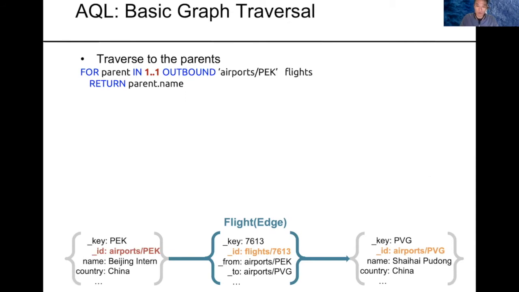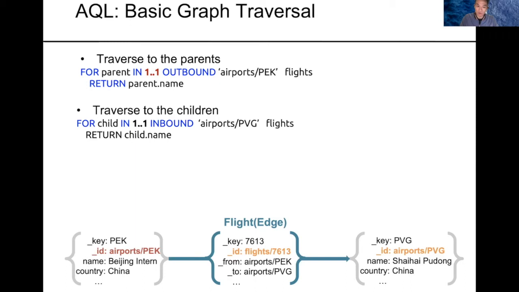With AQL, we can traverse to the parents of the Beijing International Airport with the following query. In the IN clause there are traverse depths. Because we just want to traverse to the parents, the traverse depth is 1 to 1, and the direction is outbound. With this query we can find all of the parents of the Beijing International Airport.